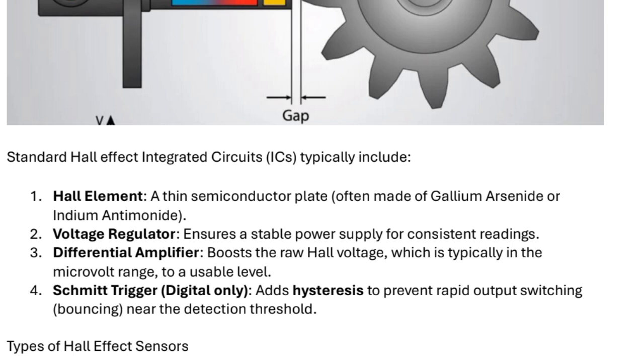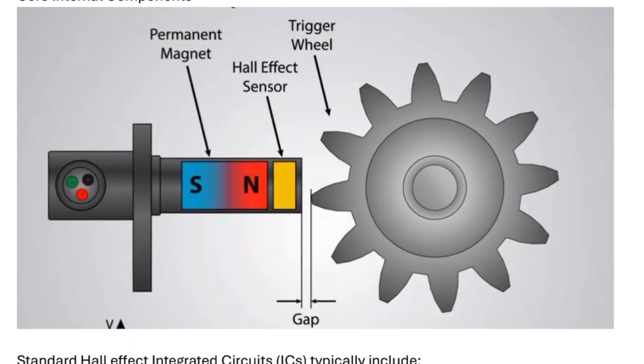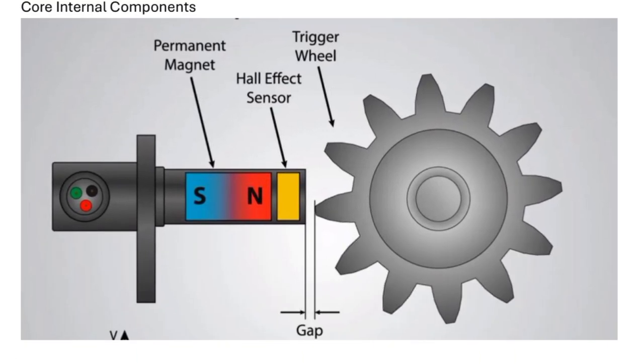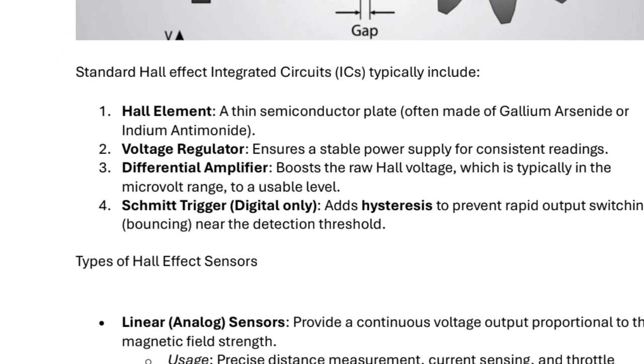Here we also use the differential amplifier. It boosts the raw Hall voltage, which is typically in the microvolt range, to a usable level. The next thing is the Schmitt trigger, which we use for digital values. It adds hysteresis to prevent rapid output switching near the detection threshold. Sometimes the device will be in an on and off condition continuously, so we use this hysteresis to prevent rapid output switching. For that we need the Schmitt trigger.